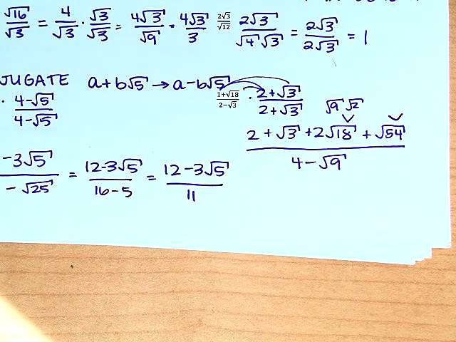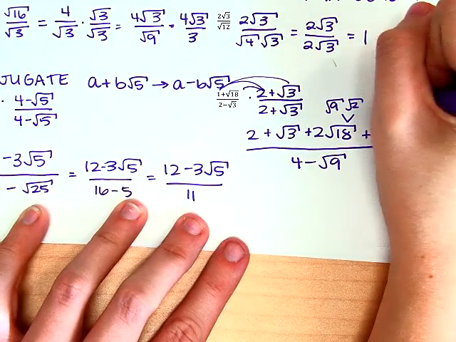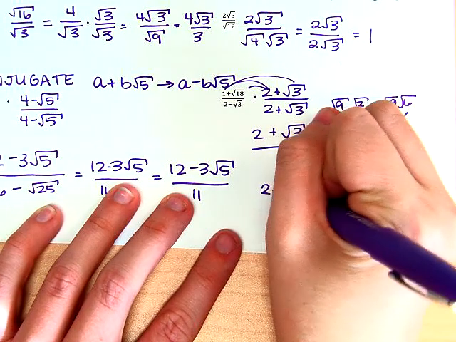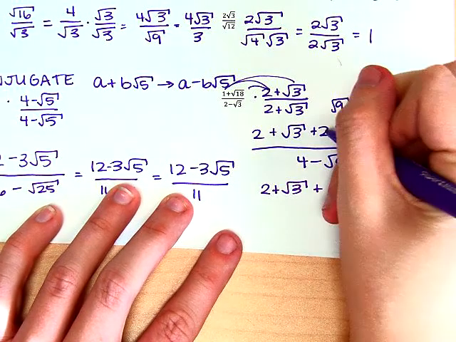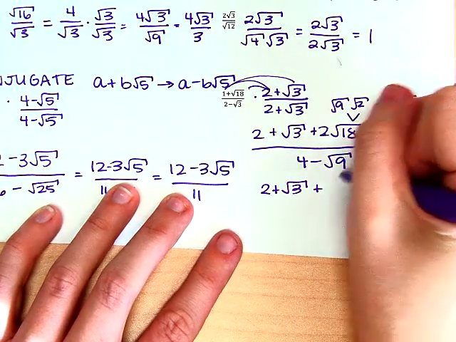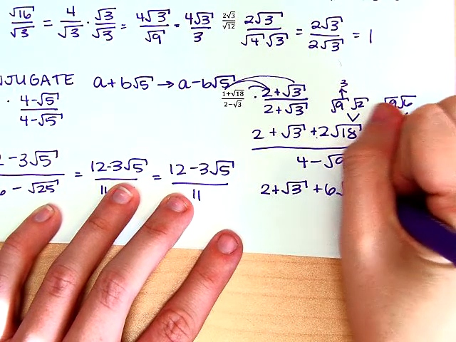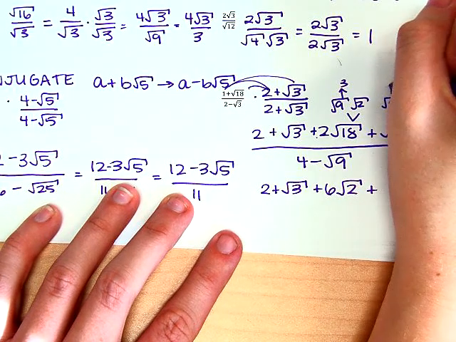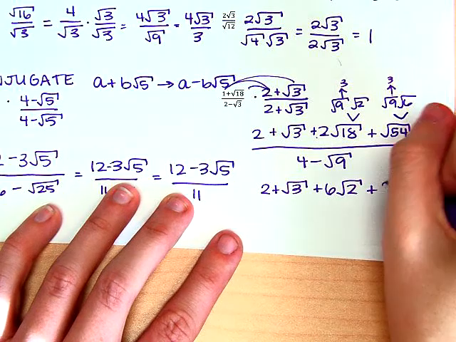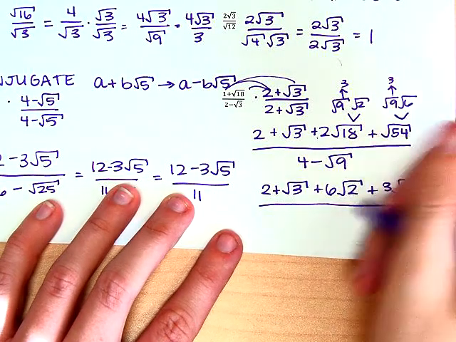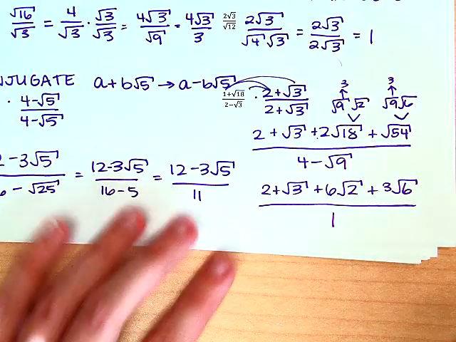54 would be 9 and 6. So really I have 2 plus square root of 3 plus 2 times 3. So that's 6, because that gives me 3. So 2 times 3, 6 square root 2 plus 3 square root 6 over 4 minus 3 gives me 1. So it's just that.